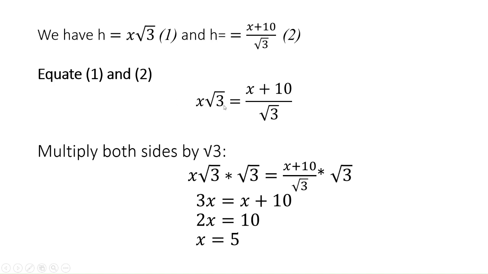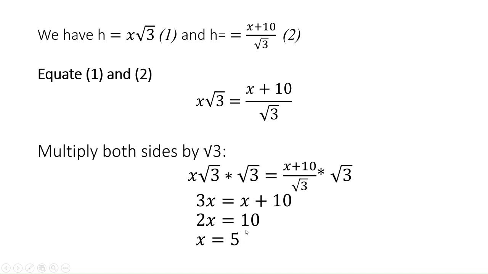So transposing the terms for simplification, x into root 3 is equal to x plus 10 by root 3. We have multiplied both the sides by root 3. When we do the same thing on both the sides, the value won't be changed, that's why we have done it like this. So x into root 3 into root 3 is equal to x plus 10 by root 3 into root 3. So root 3 gets cancelled here, and here 3x is equal to x plus 10 it becomes. And by simplifying, 2x is equal to 10, x is equal to 5.